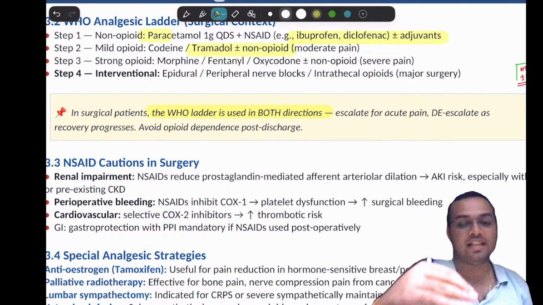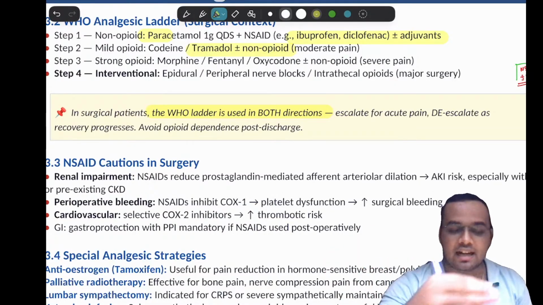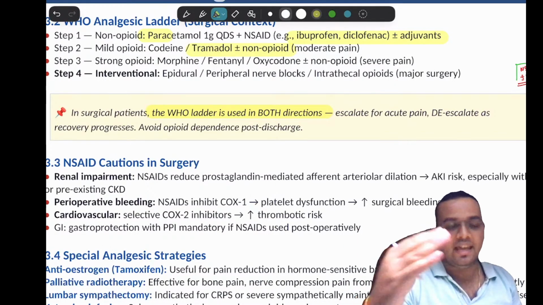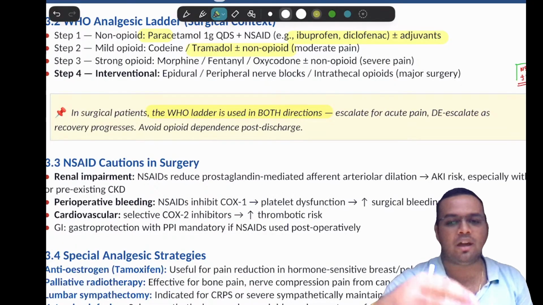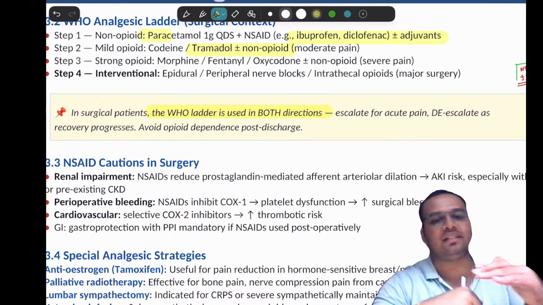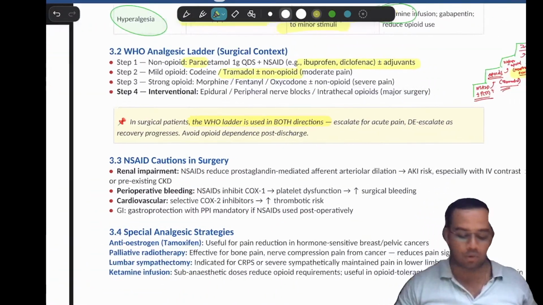Whenever some patients have a severe amount of pain, you can de-escalate the drugs. But when the patient has a light amount of pain and you don't know what the severity is, you are going to have a step-up approach.